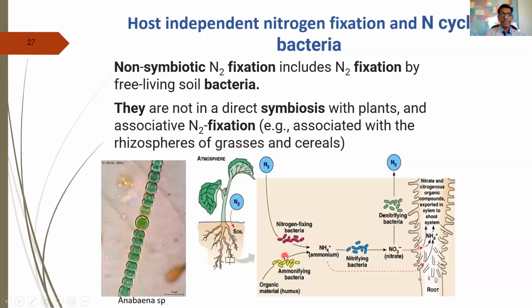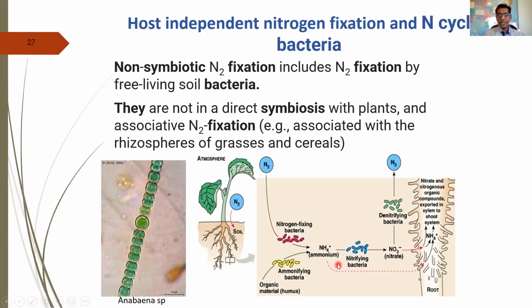So that's one thing. Another thing is the host-independent nitrogen fixation, and we combine it with nitrogen cycling bacteria. The non-symbiotic nitrogen fixation includes N2 fixation by free-living soil bacteria. So there are free-living soil bacteria here that can fix the nitrogen from air, and then they convert it to ammonium, the same process, but they are not dependent on this cell. Dr. Jim, again, we are going to talk quite a lot about Anabaena, which actually performs this action.